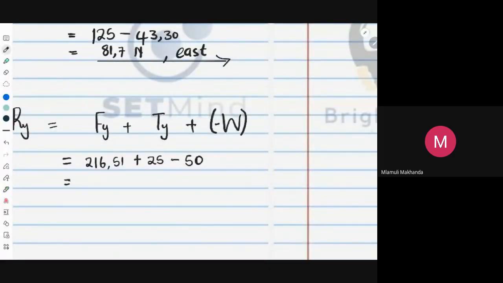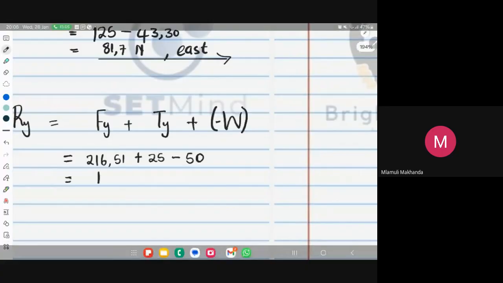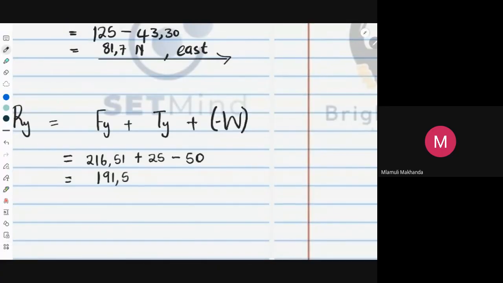Let me punch my calculator here. You should give me answers; I shouldn't punch calculators when you are here. Minus 50. I get 191.51 newtons. You can confirm on your side. Now, it's positive. It means it's going north. Okay, so that's what happens.